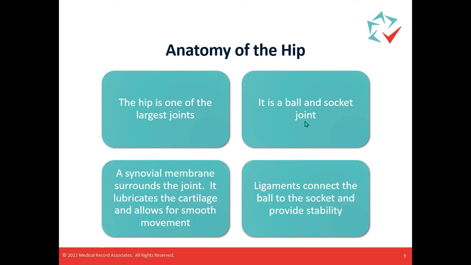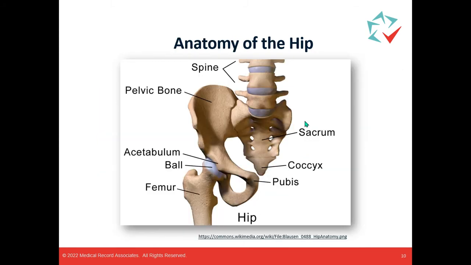Our anatomy of the hip. Our hip is one of the largest joints in the body. It's a ball and socket joint. A synovial membrane surrounds it, and that lubricates the cartilage and allows for smooth movement. Ligaments connect the ball to the socket and provide stability of the joint. Here's a picture of what a normal, healthy hip joint looks like. And what we're focusing on today is the acetabulum of the pelvic bone and the head of the femur, which is indicated as the ball in this diagram.